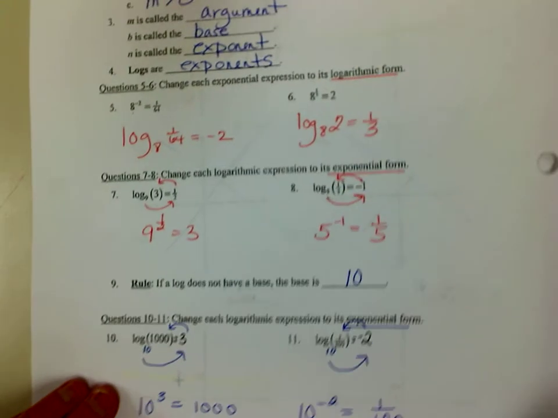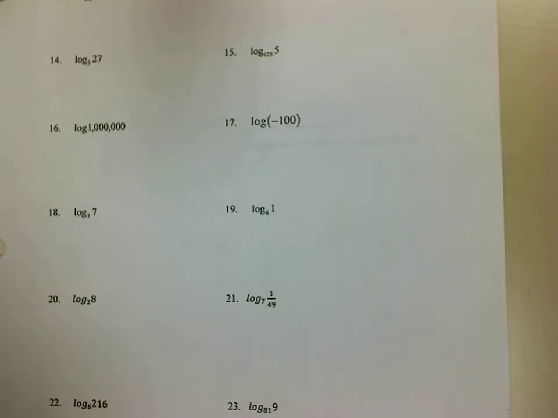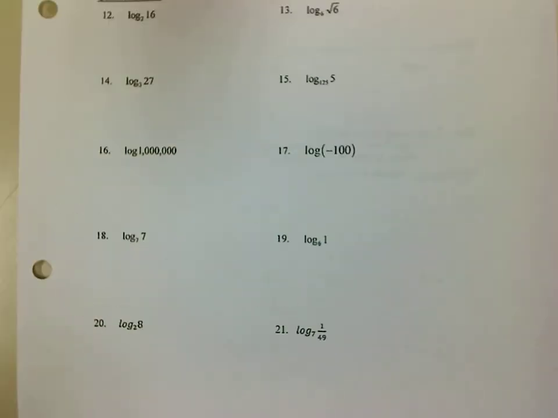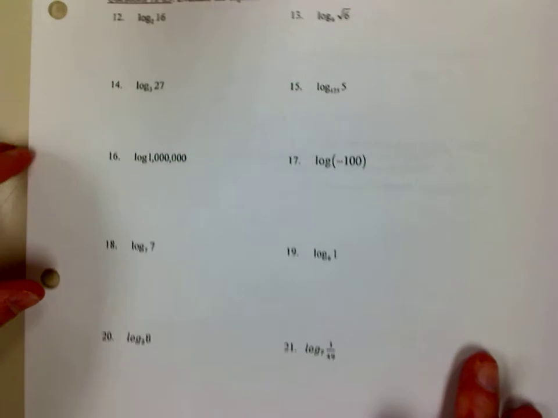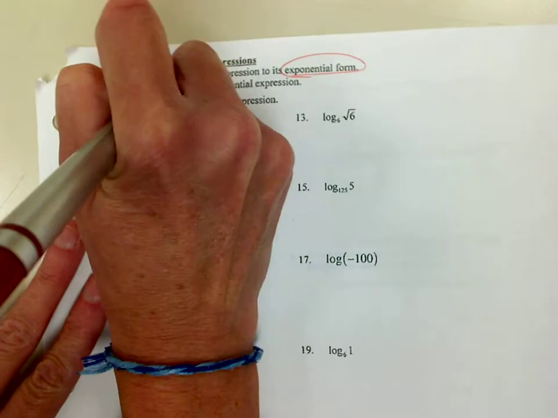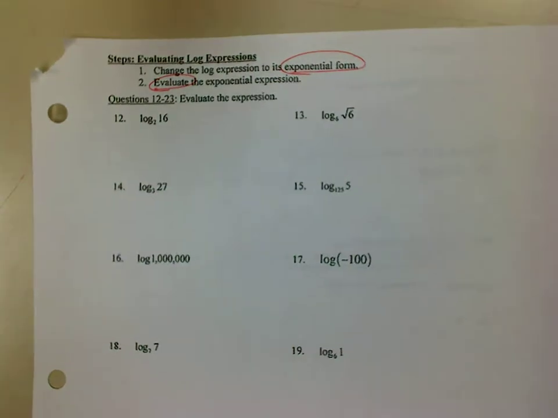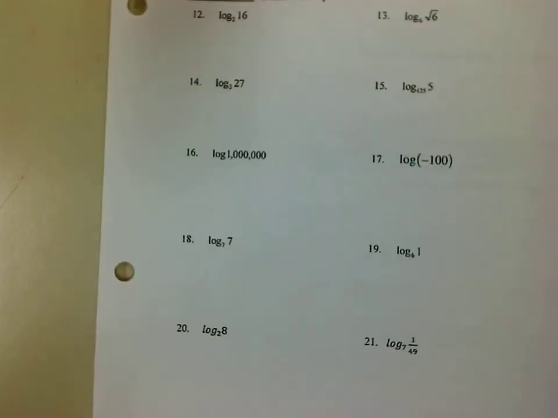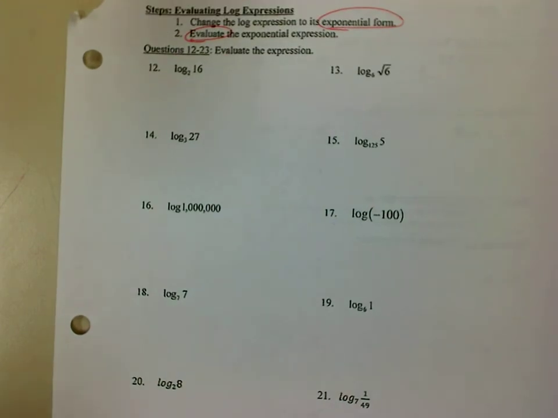Okay, let's move on. All right, so it looks like the directions say to first of all change them to exponential form, and then you're going to evaluate, which means you're going to solve. Okay. Now this time it doesn't have an equal sign. So that just means they're all equal to, we don't know. We got to find it.